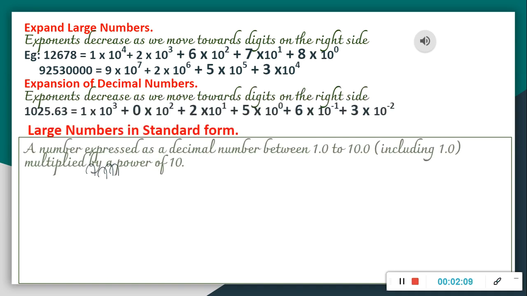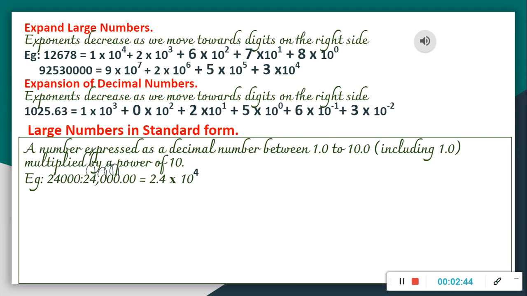For example, 24,000. This is not the standard form, right? Because whenever you want to write it in standard form, you have to write it as a decimal number between 1 and 10. This 24,000 is far greater than 10, right? So how do we do that? This number 24,000 actually means 24,000.00, right? So your decimal point is actually at the end of the number.